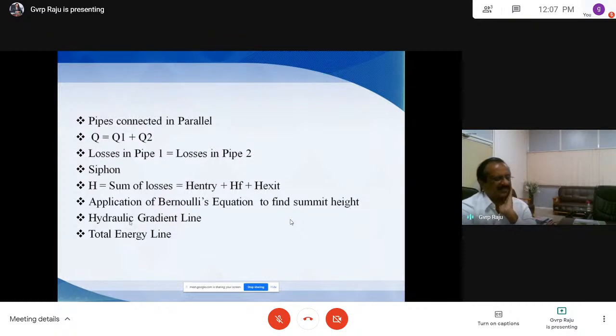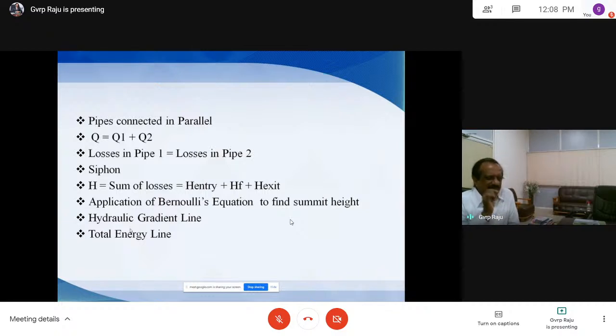Then we have another important object type: hydraulic gradient line and total energy line. So what is the hydraulic gradient line and what is the total energy line? The hydraulic gradient line is the line which gives the sum of pressure head and datum head of a flowing fluid in a pipe with reference to a datum line. The name itself is very clear: hydraulic gradient line is the sum of pressure head and datum head.